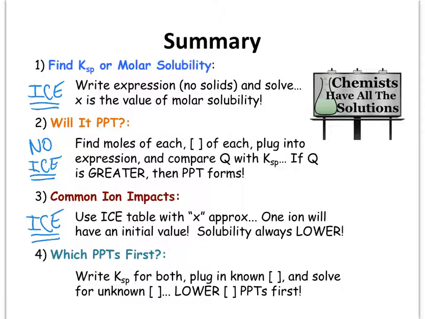And then the last type here is a which precipitates first problem. Again, this type has no ice tables involved. You write the KSP for both possible precipitates, plug in your values, and solve for your unknown concentration. The unknown that has a lower concentration would be reached first and therefore precipitate out first. So those are generally the types of problems we will see involving equilibrium with solubility and KSP.